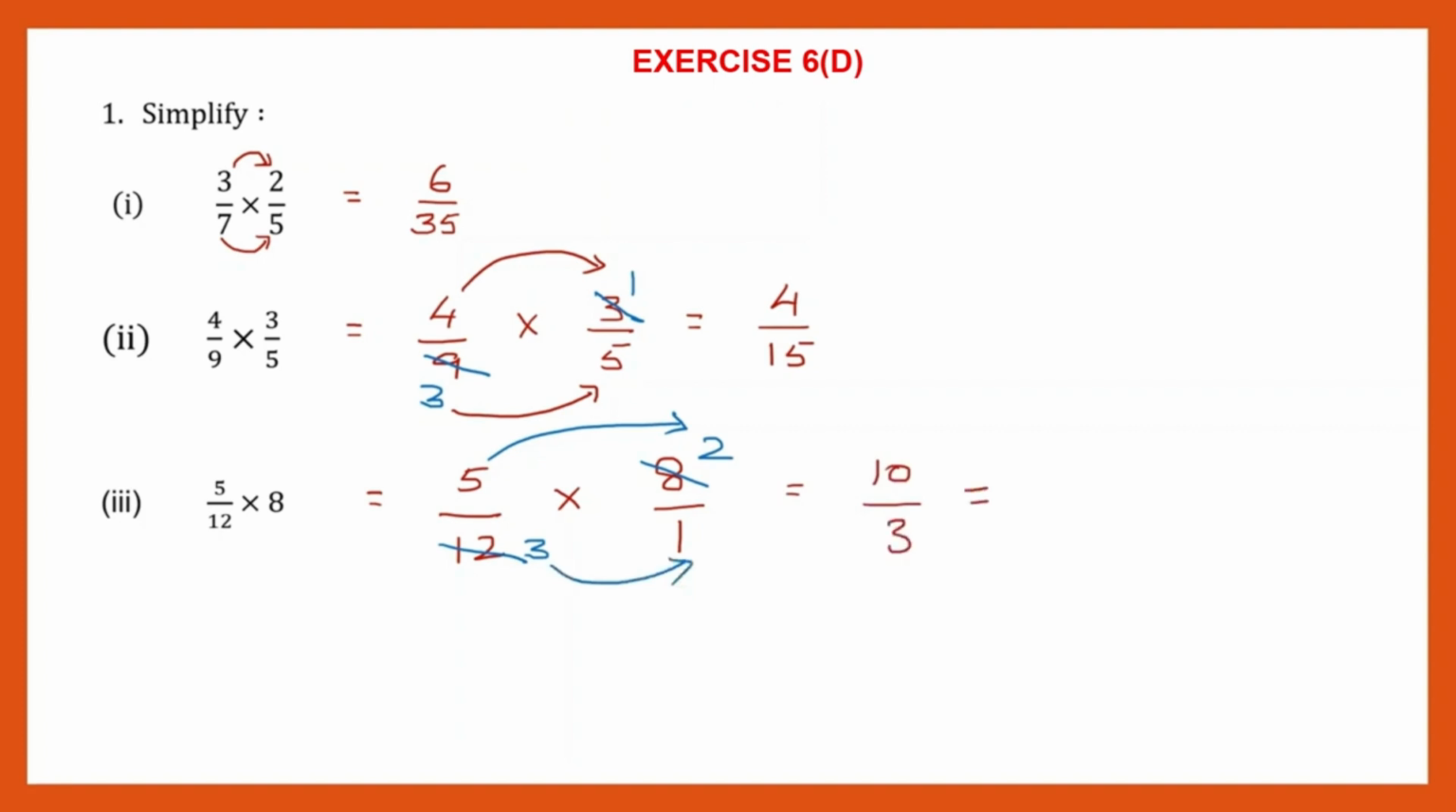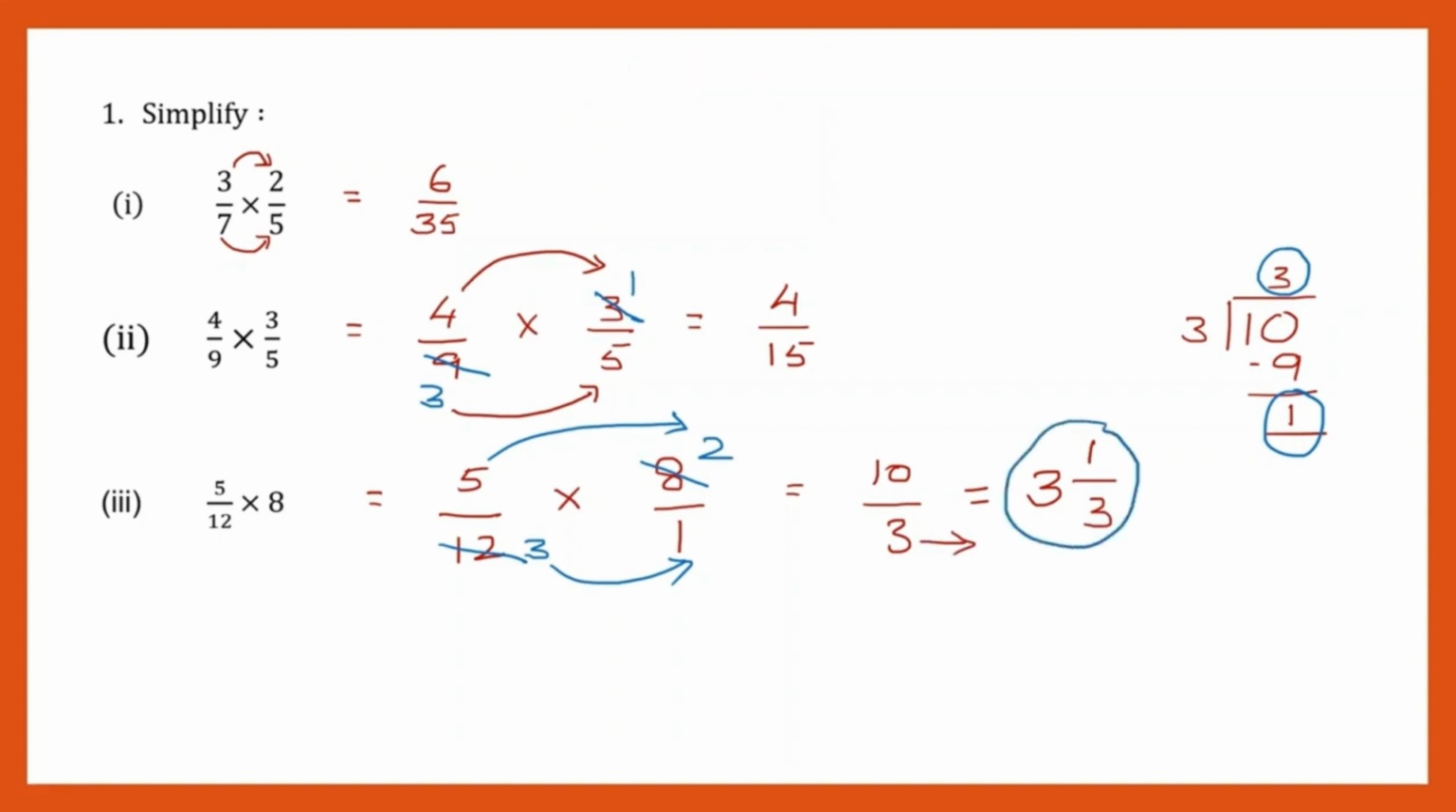Which is an improper fraction. We need to convert it to a mixed number. So let's divide 10 by 3. 3 threes are 9, minus 1. Now we're going to use the quotient as a whole number. So that's 3. We're going to use the remainder as the numerator 1 and the denominator will be the same. 3 1 by 3. So my final answer here is 3 1 by 3.